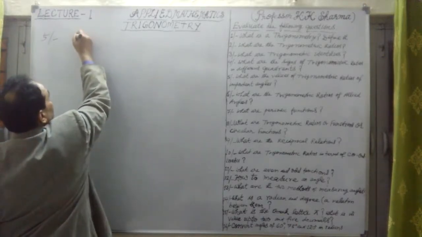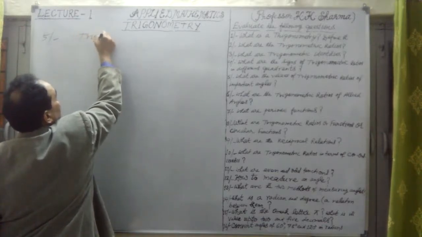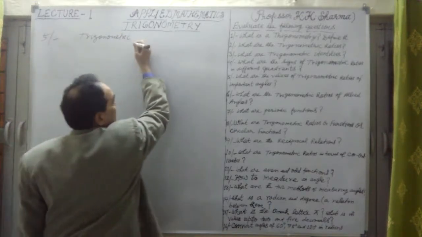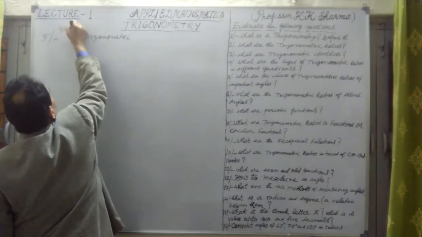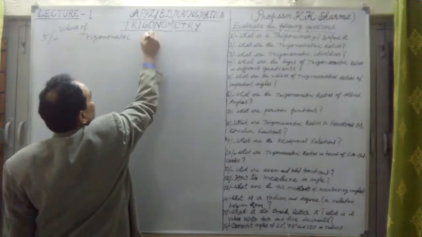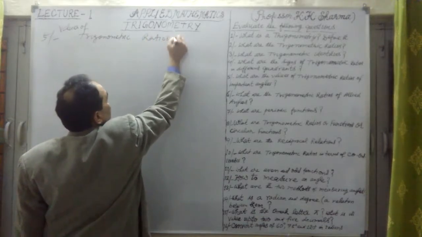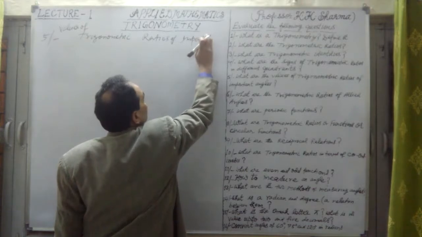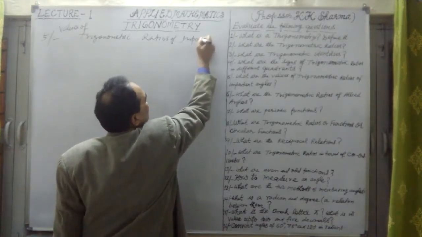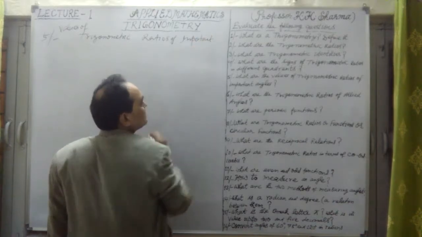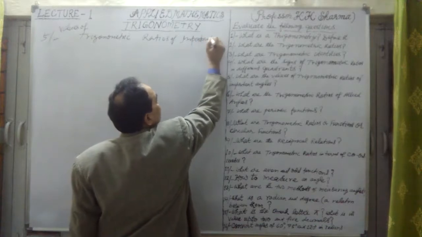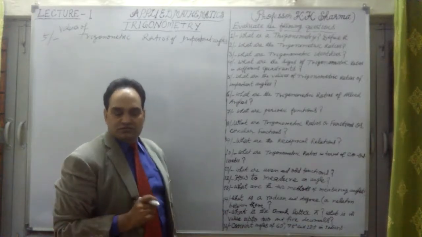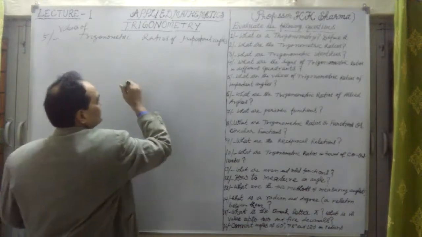Let me take the values of trigonometric ratios of important angles. These are the important angles. What are the trigonometric ratios of some important angles? We always take those angles from 0 degree.